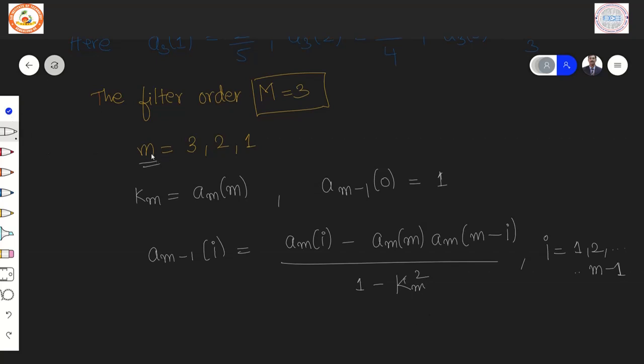So in the very first step, we are going to take the small m value equal to 3. Step 1 is performed for m value equals 3. Therefore, the first expression Km, K3, is equal to Am of m, A3 of 3. We know from the given data it's equal to 1 by 3. So one of the coefficients is already obtained.